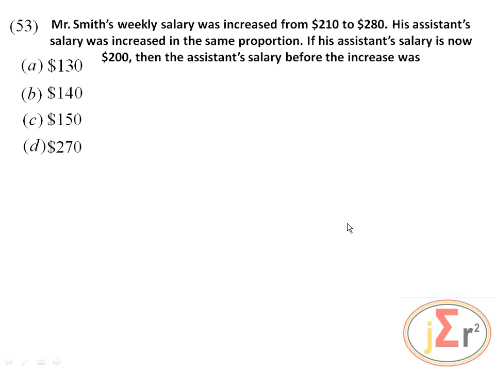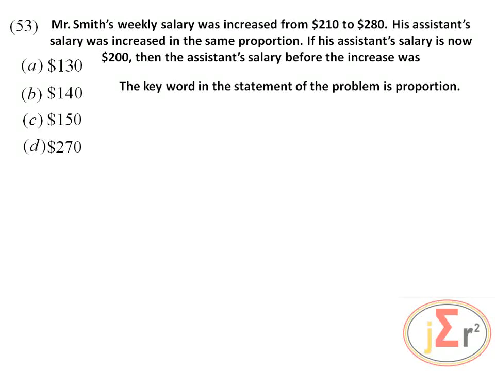Mr. Smith's weekly salary was increased from $210 to $280. His assistant's salary was increased in the same proportion. If his assistant's salary is now $200, then the assistant's salary before the increase was, what do we say? The key word in the statement of the problem is proportion. That is the key word, proportion.